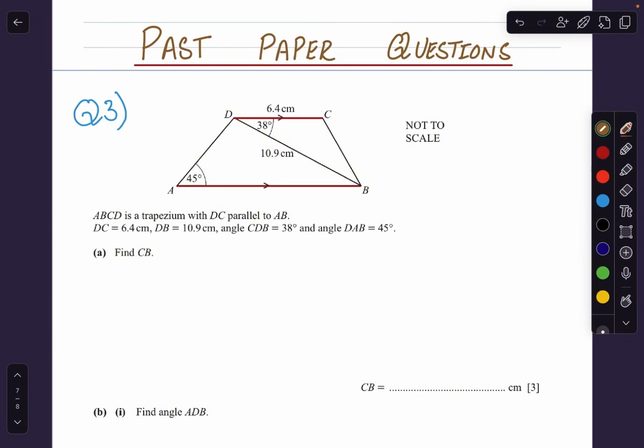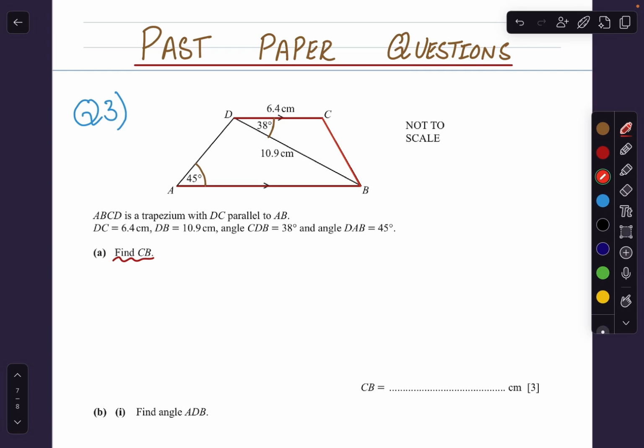After that, DC equals 6.4. One side, DC, is given as 6.4. The diagonal DB is given, that's 10.9 centimeters, and angle CDB is 38 degrees. CDB means angle D here is 38 degrees. Lastly, angle DAB is given as 45 degrees over here. What we are finding is CB. This is the side we are going to find out.